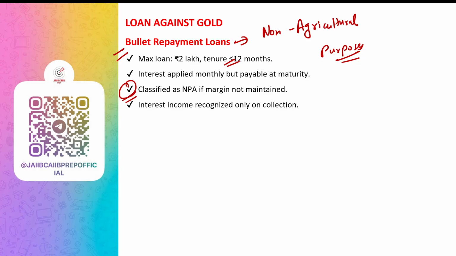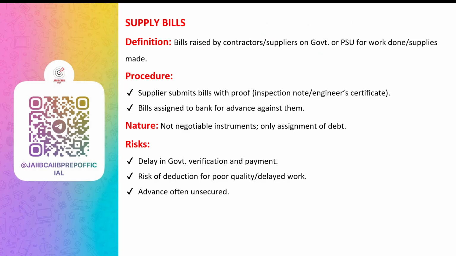Interest income should be recognized only on collection and not on an accrual basis, and it is governed by RBI's income recognition and provisioning norms. Now let's talk about supply bills. Supply bills arise when a contractor or supplier executes work or supplies goods to a government department or public sector undertakings. After supplying goods or completing part of the contracted work, the supplier or contractor raises a bill to claim payment, which is in line with the terms of the contract.